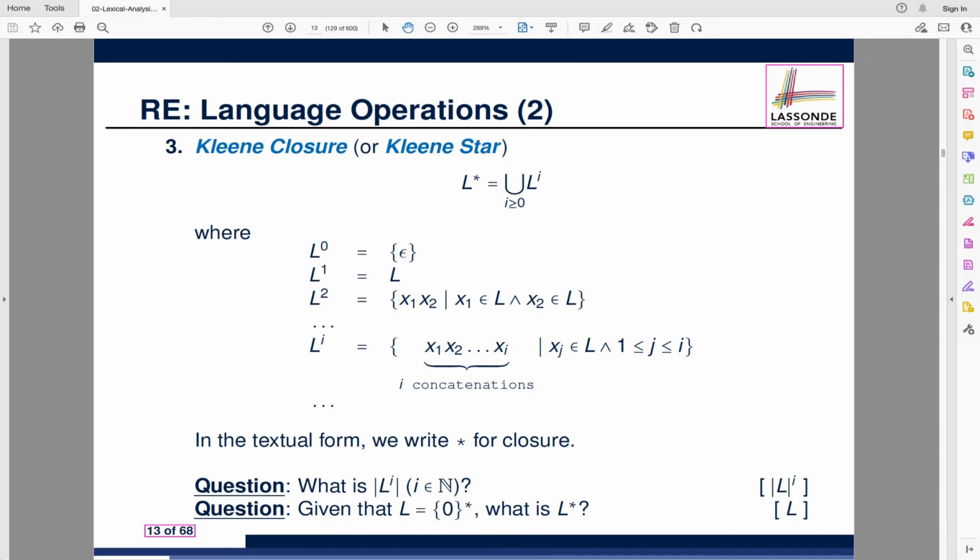Why don't we try this very quickly? Let me write it down, and then I'll switch to the iPad. Give me one moment. Let's say L would be 0 star. What is L star? Okay.